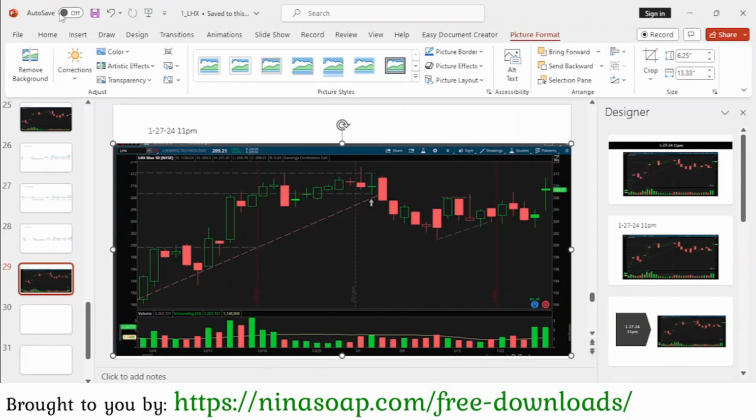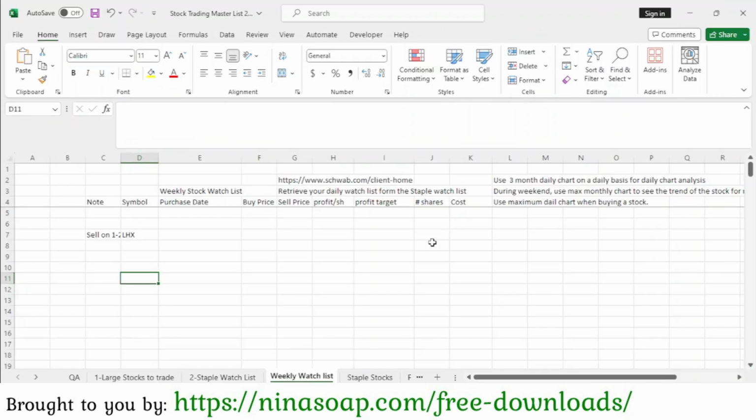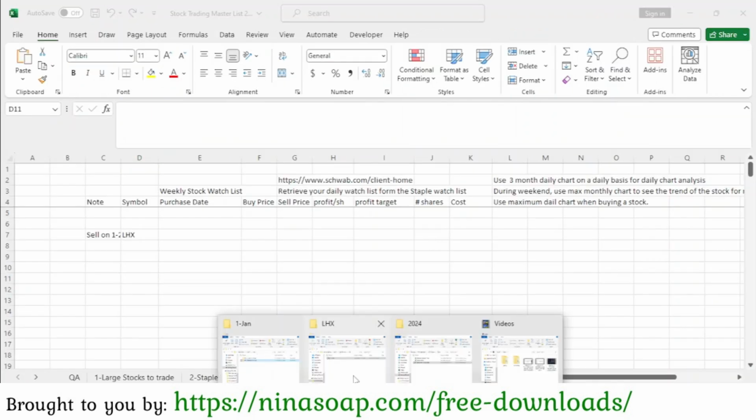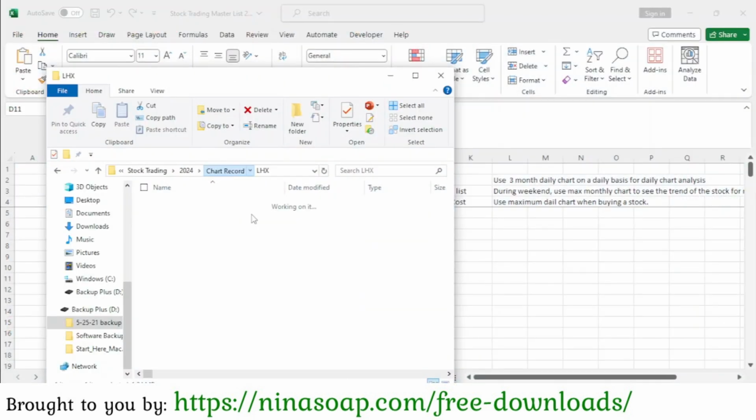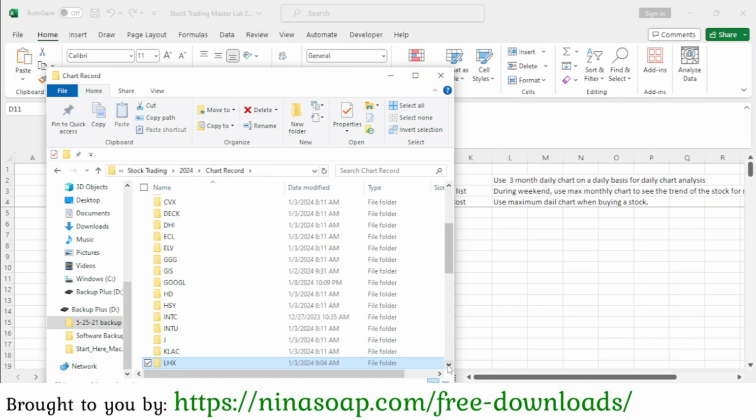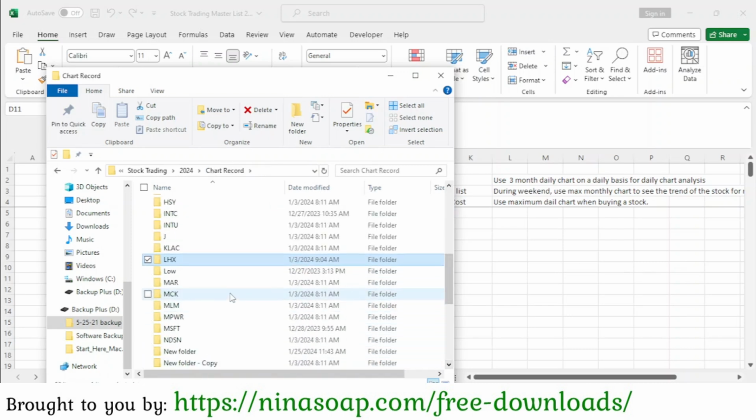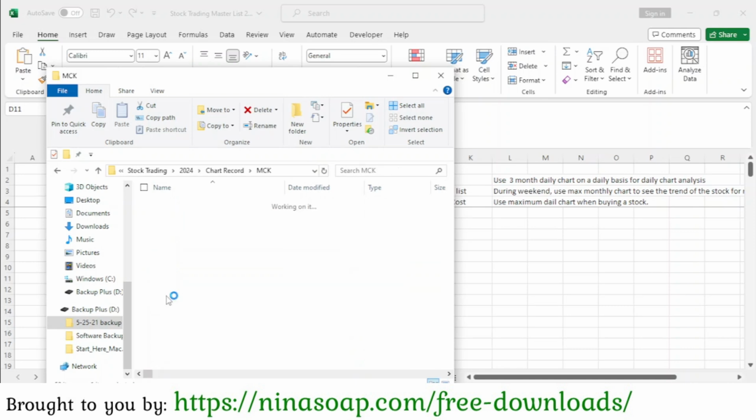Then we can just save it and move to the next. The next will be not LOW, not MR, it will be MCK.